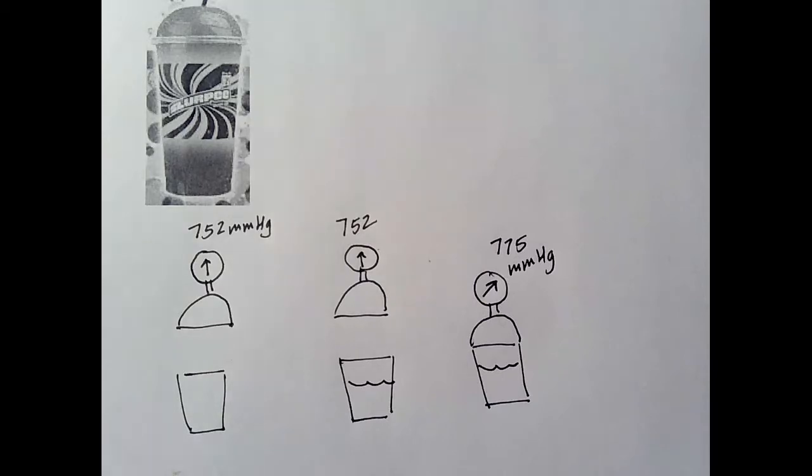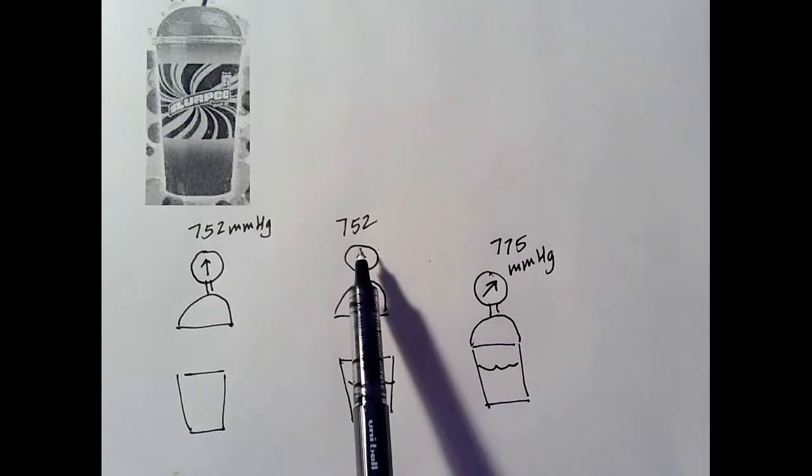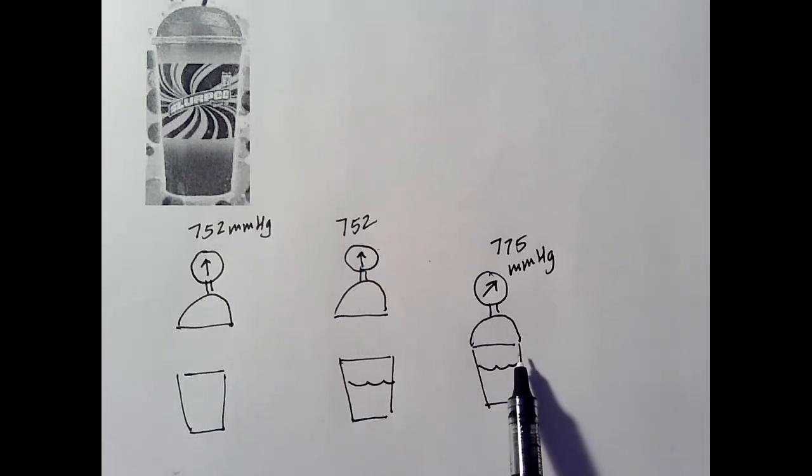Now, I didn't squeeze the cup. I didn't add anything to the cup. All I did was pour the water in. You can see it was at 752. All I did was put the lid on and it jumps up to 775. So the question is, why did it jump? What is that little increase there?